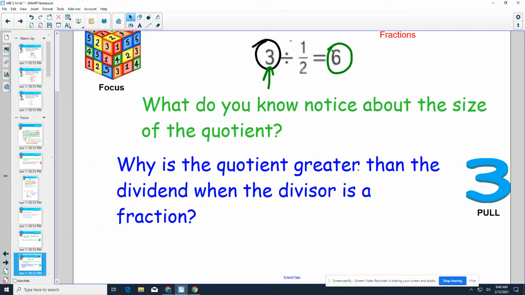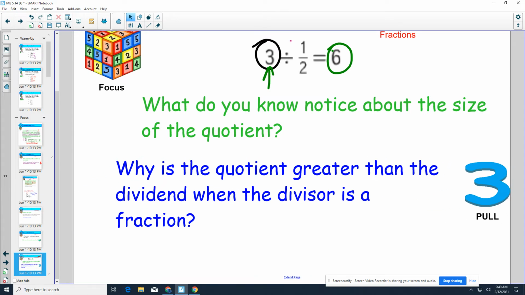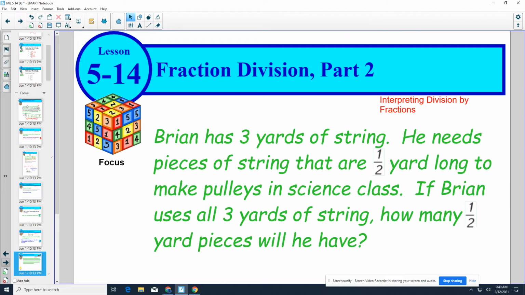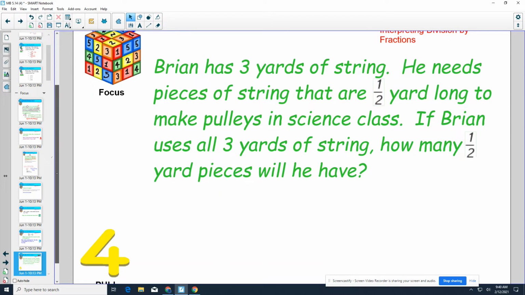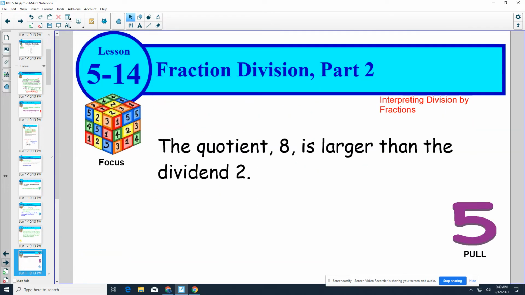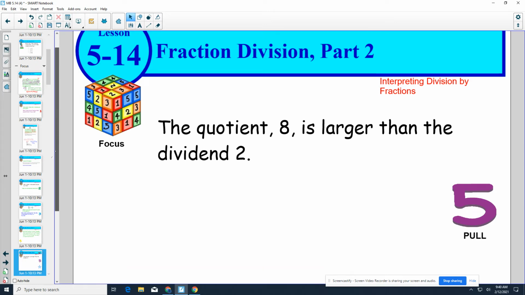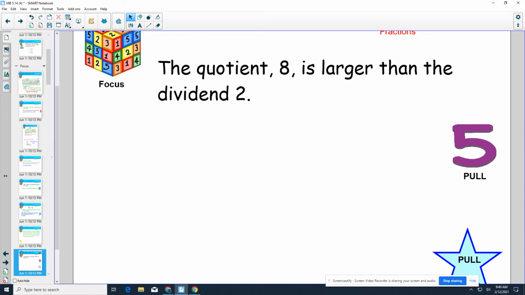So it's the opposite of multiplication, right? When you multiply, you're working to get larger. But when you divide a whole number or fraction by a fraction less than 1, you're getting more pieces. So your quotient will actually be greater. So the quotient of 8 is larger than the dividend 2.